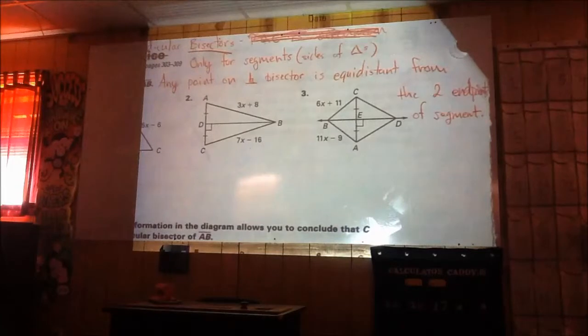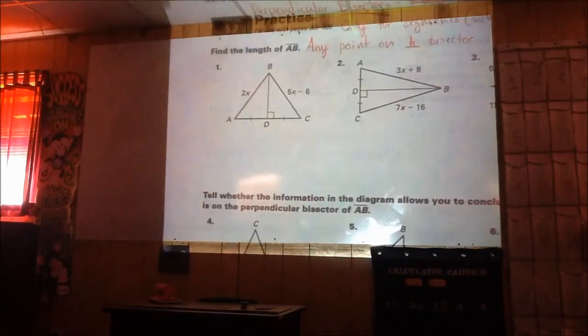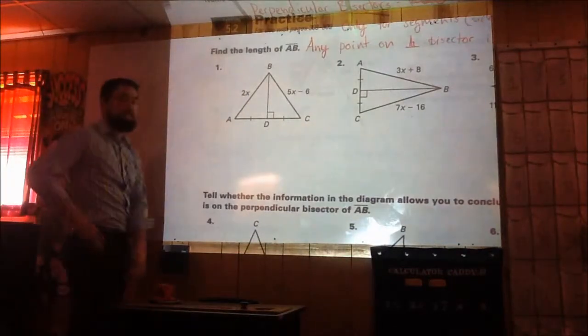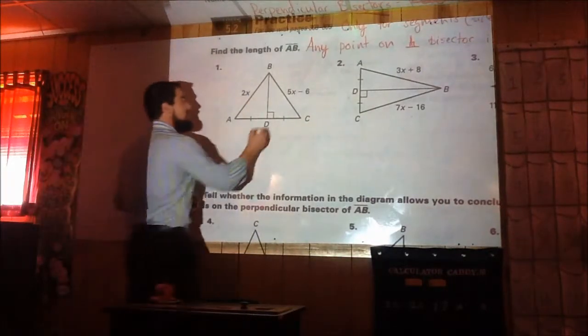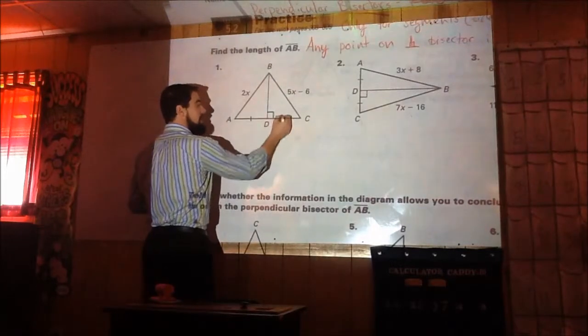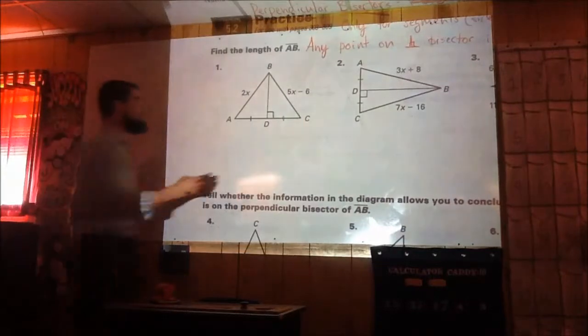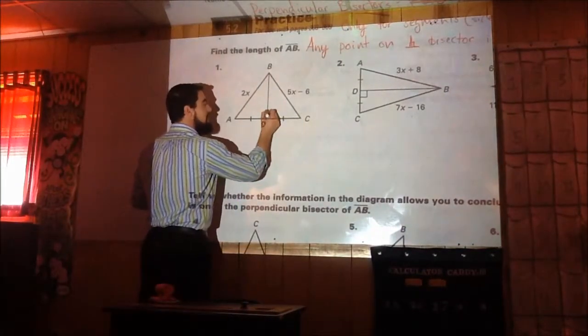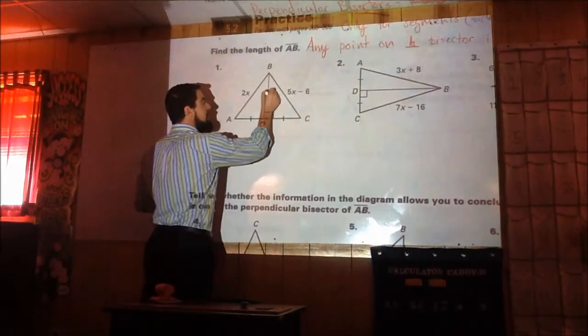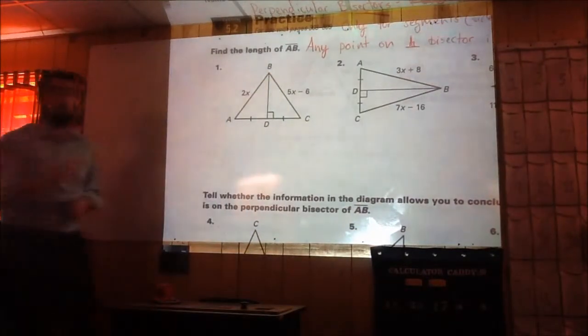I'm going to do number one, the example, with you. I'm just going to show you what I mean by if a point is on the perpendicular bisector, then it's equidistant from the two endpoints of the segment. Now, for item one, it is extremely clear that segment BD is the perpendicular bisector. It will not always be this easy. But they have made it evidently clear that this segment BD truly is the perpendicular bisector.